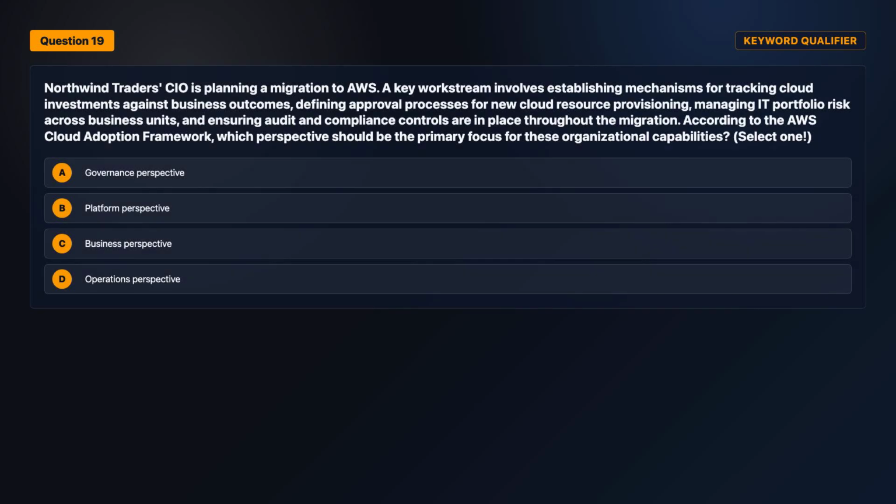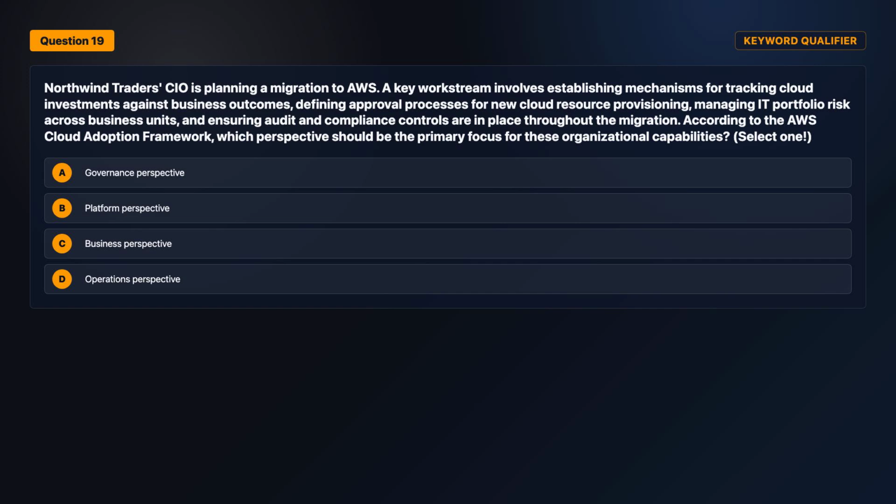Ready. Question 19. Underline the key phrase mentally. Northwind Traders CIO is planning a migration to AWS. A key workstream involves establishing mechanisms for tracking cloud investments against business outcomes, defining approval processes for new cloud resource provisioning, managing IT portfolio risk across business units, and ensuring audit and compliance controls are in place throughout the migration.